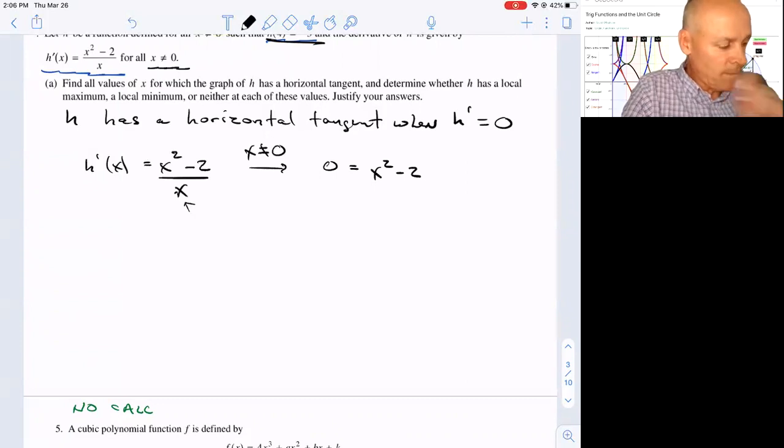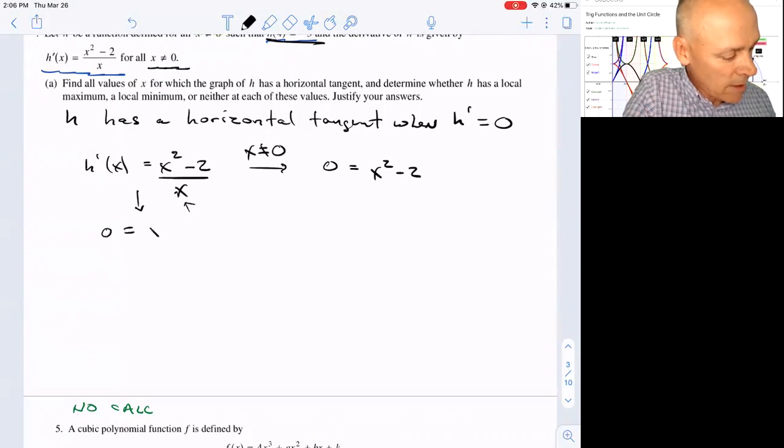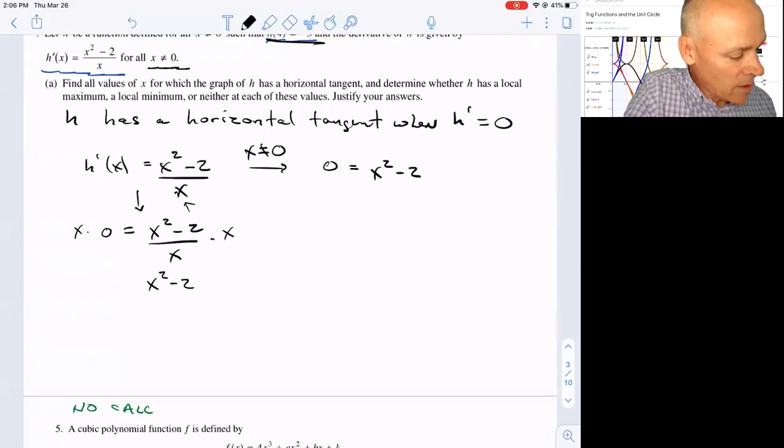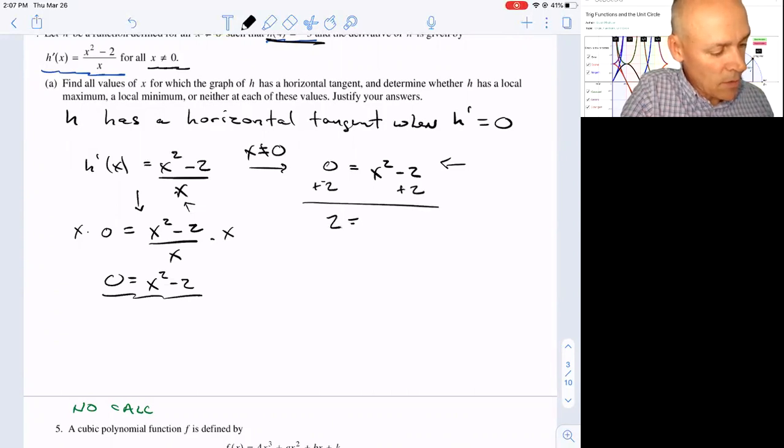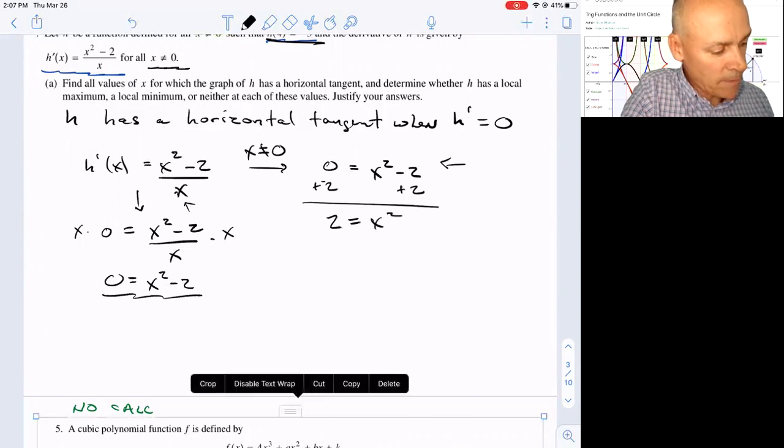If that gives you a brain cramp, you could look at it like this. Say I'm going to set h prime of x equal to 0, and keep track of the whole thing. First thing you might do, multiply both sides by x. So I get x squared minus 2 is equal to 0. So I'm really back to my starting point. Now I want to add 2 to both sides. So 2 is equal to x squared.